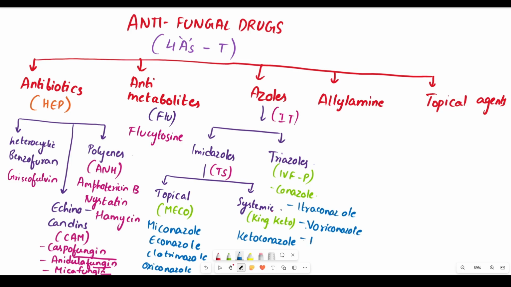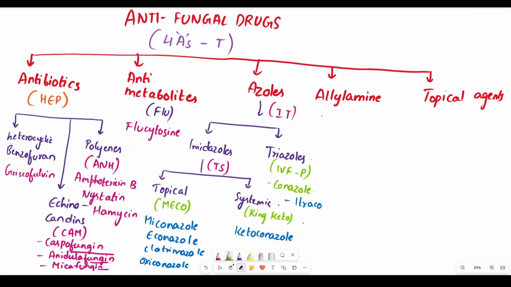F means it is fluconazole. P means it is posaconazole. So either remember that these drugs will be ending with the term conazole, or remember these are having IVFP. I means itra, vori, flu, posa. Conazole will be coming under these triazole drugs.